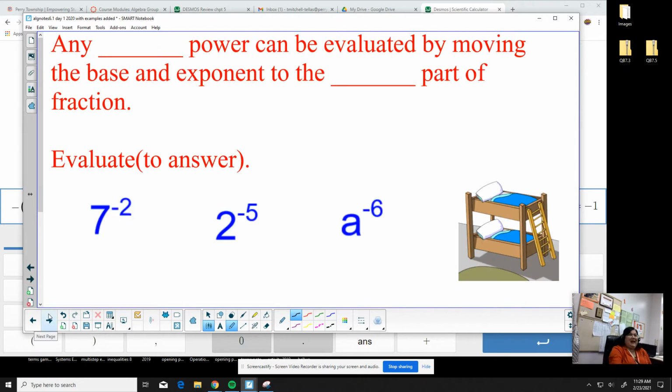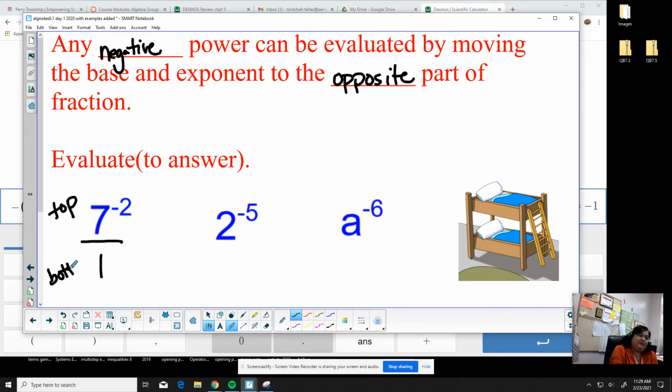All right, so any negative power, so we need the word negative here. This cord's in the way. There we go. Can be evaluated by moving the base and exponent to the opposite part of the fraction. So I like to think about the fraction as bunk beds. Okay, so this isn't a fraction, but I can make it a fraction by putting the 1 on the bottom. This is the top bunk up here, or the numerator, and this is the bottom bunk down here, or the denominator.